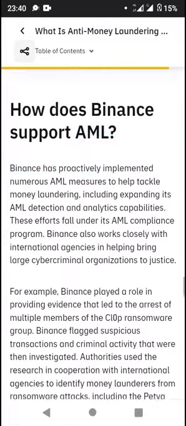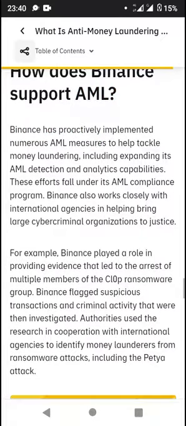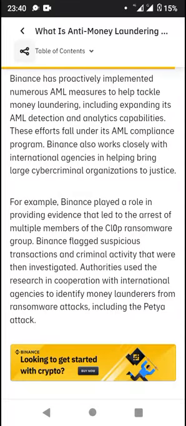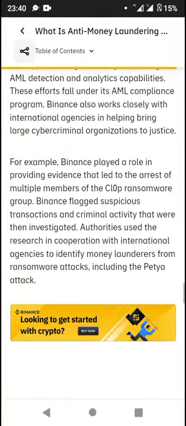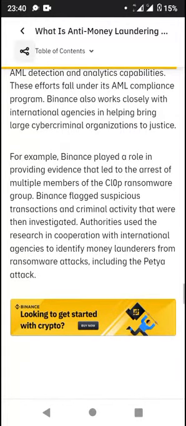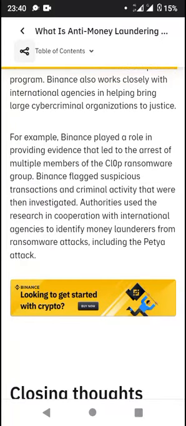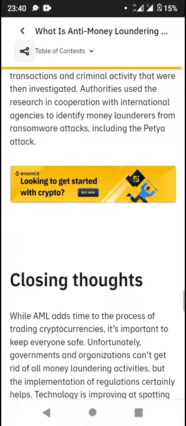Looking at how Binance supports AML, it says Binance has proactively implemented numerous AML measures to help tackle money laundering, including expanding its AML detection and analytics capabilities. These efforts fall under the AML compliance program. Binance also works closely with international agencies in helping them bring large cybercriminal organizations to justice.